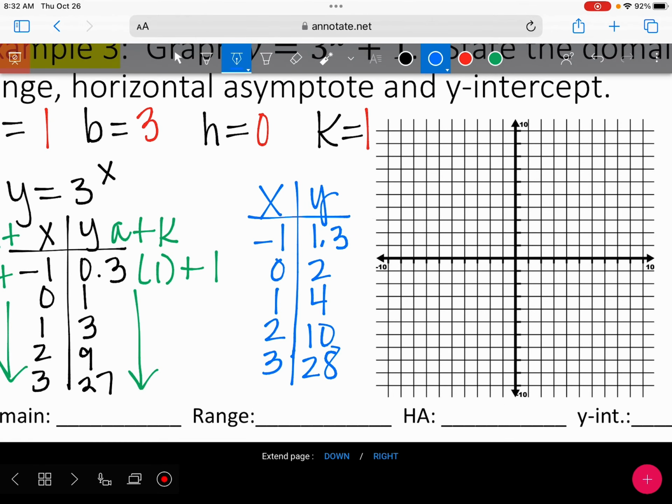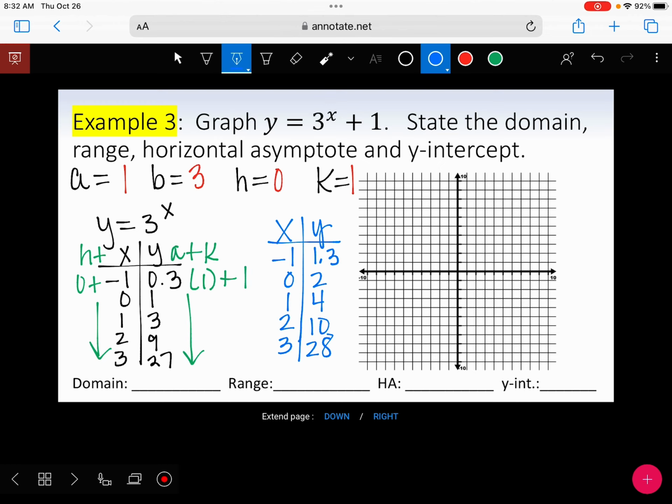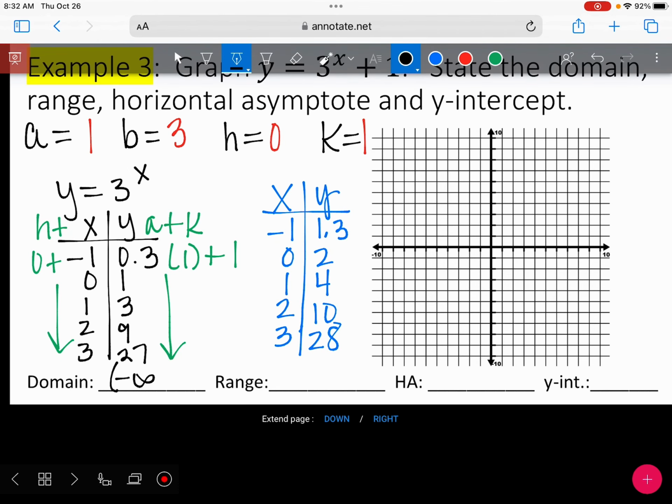Now, before I plot my points, I do want to fill in our key information at the bottom. So our domain is negative infinity to infinity. And you can look at our y values and tell that the numbers are increasing. Okay, so k is 1 and it's going up. You have a horizontal asymptote at y equals 1. So I always like to draw that in. I usually do red. Go ahead and plot that blue table and connect your graph, and you are done.